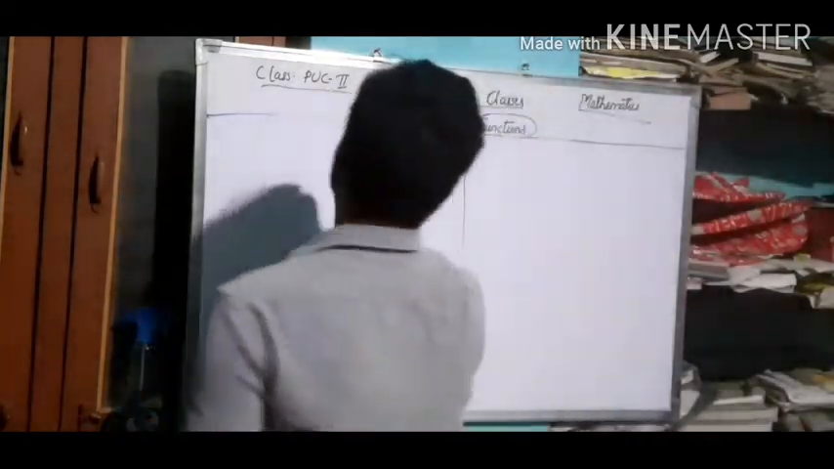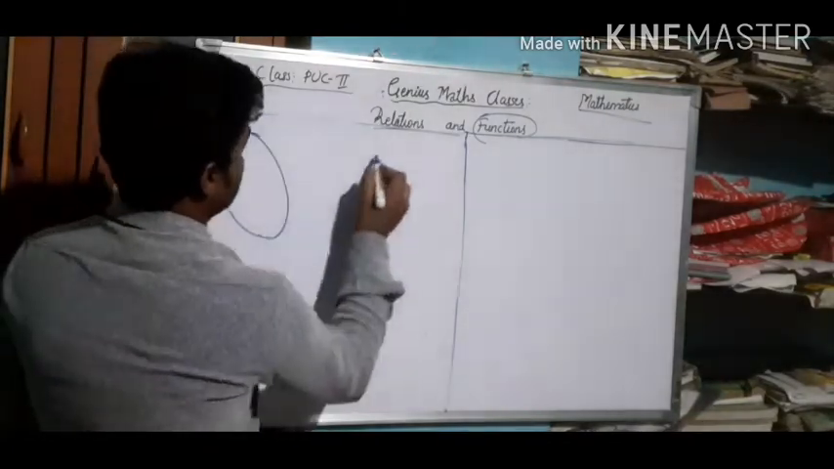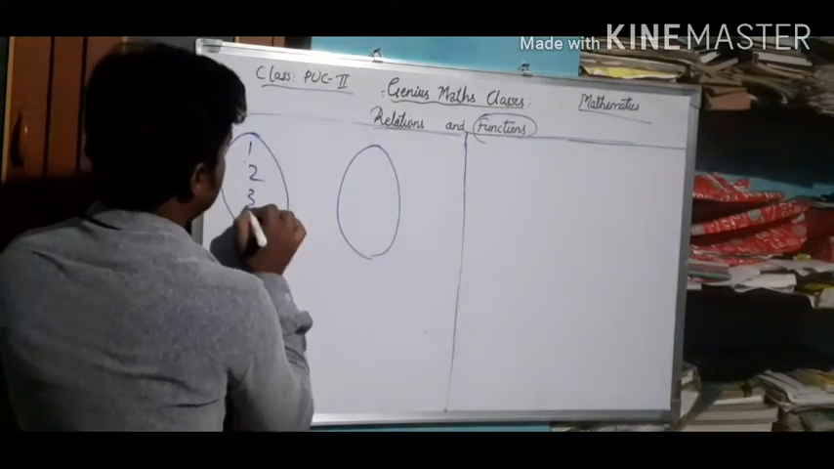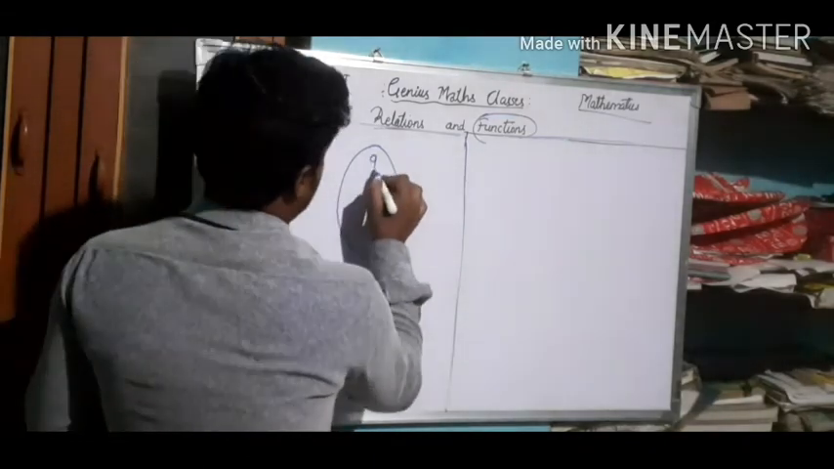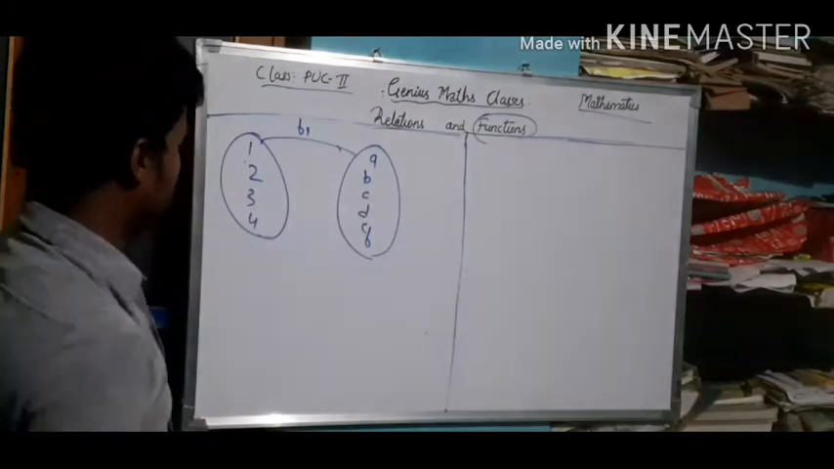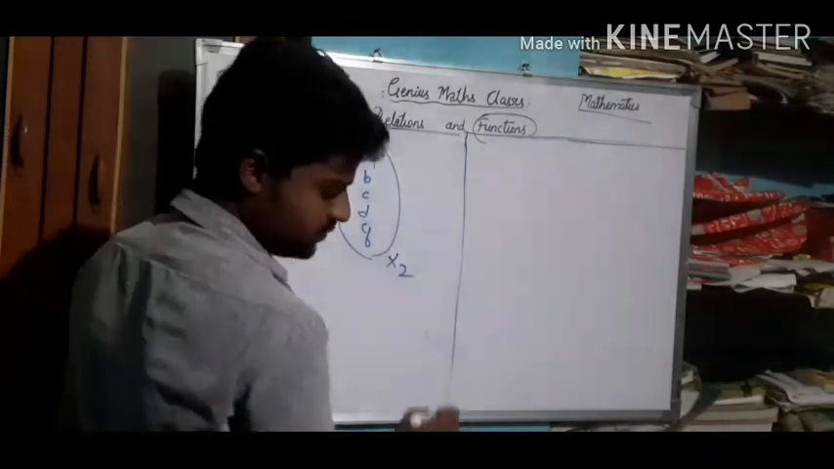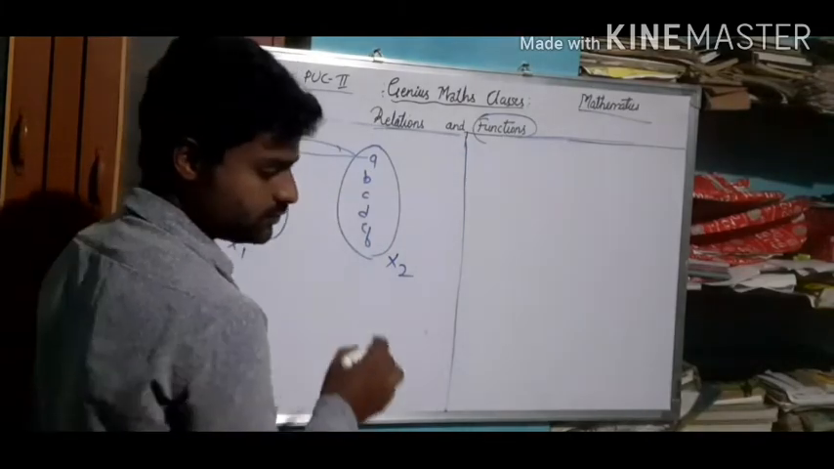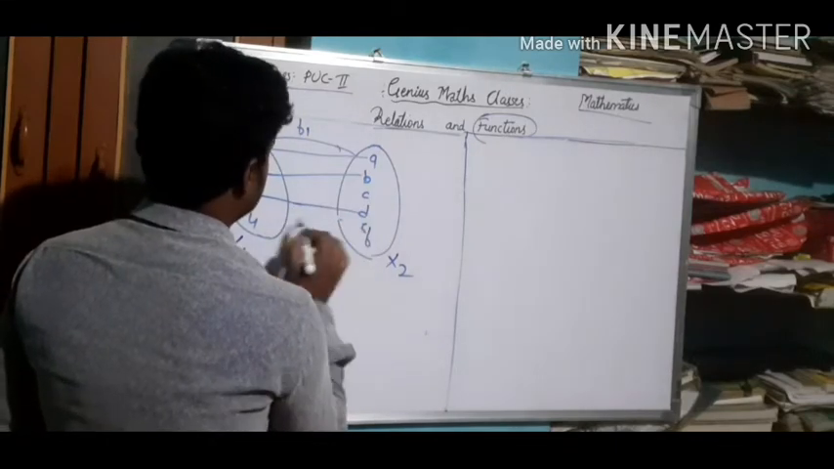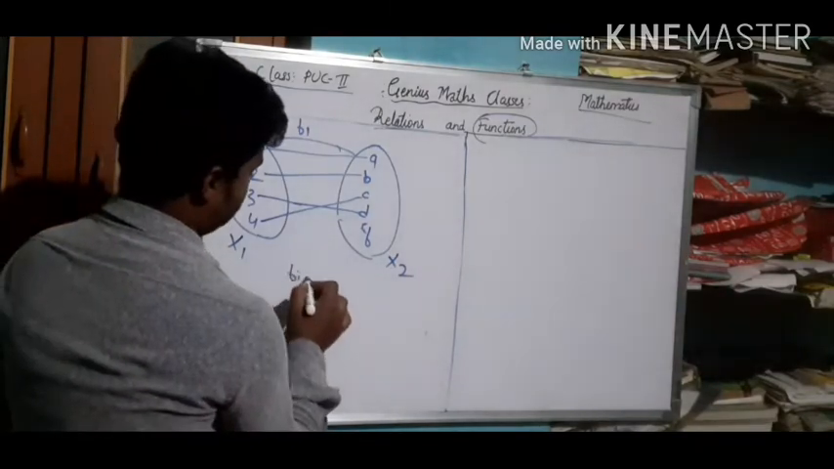Just consider some diagrams here. 1, 2, 3, 4, and this is A, B, C, D, E, F. This function is F1, and this one is X1, X2. This is the first figure.